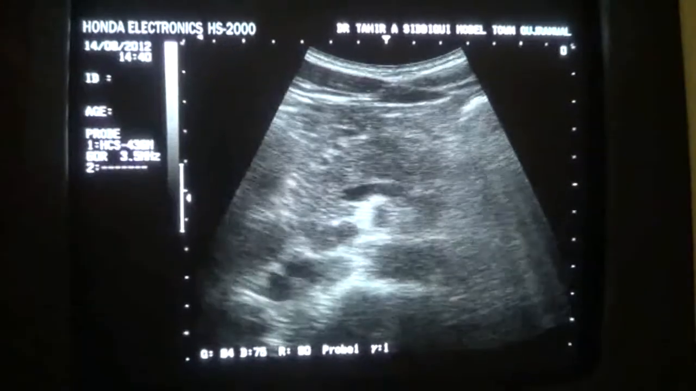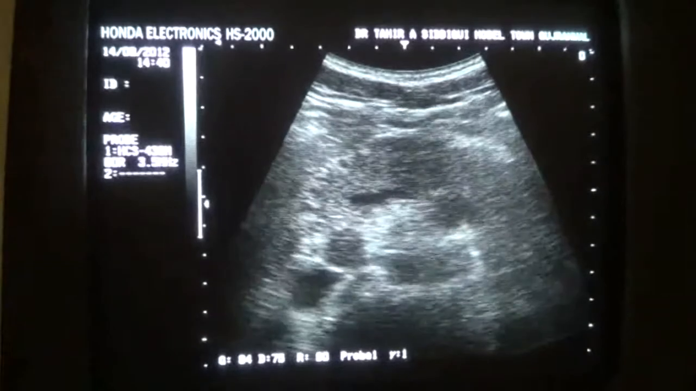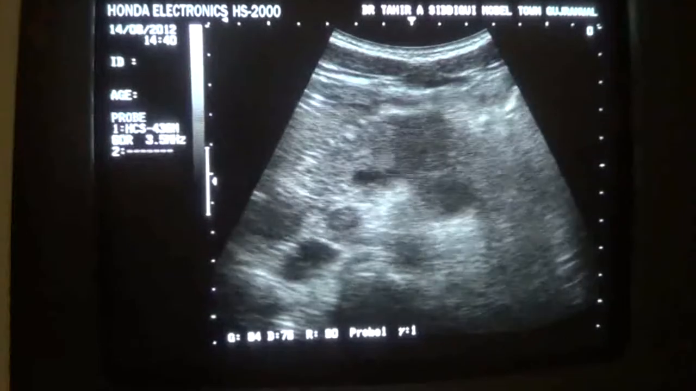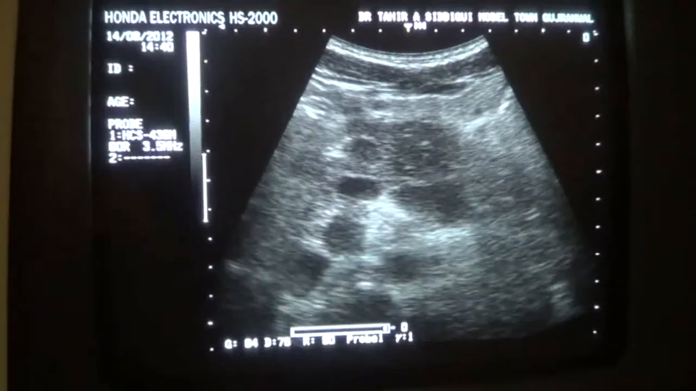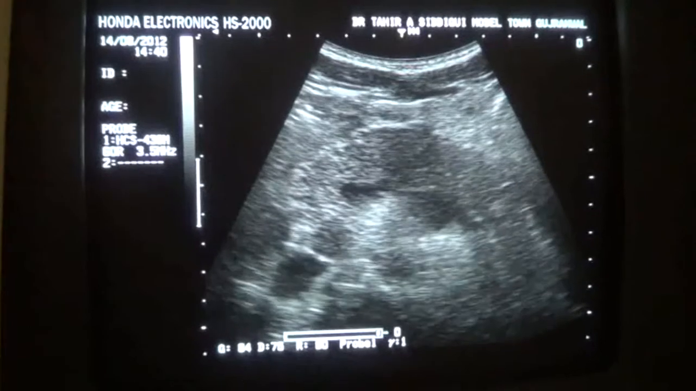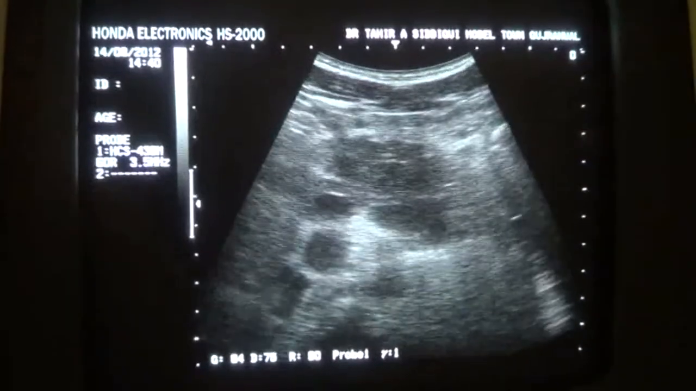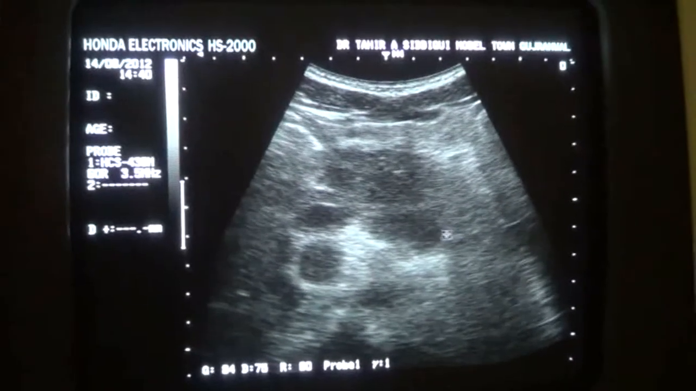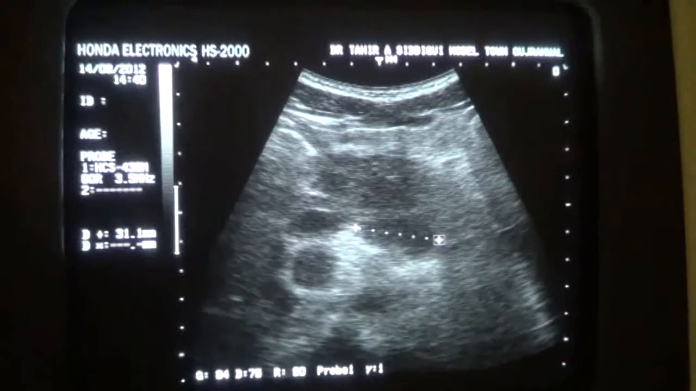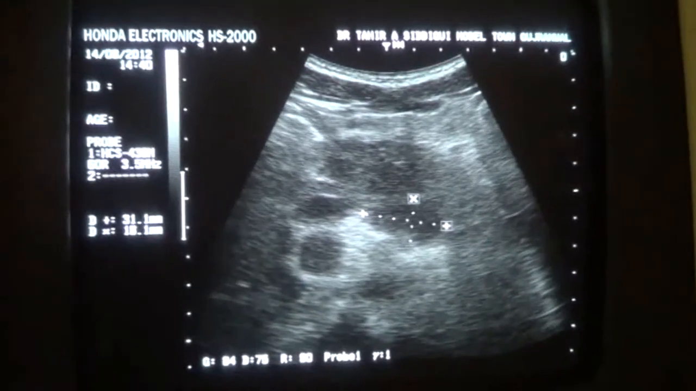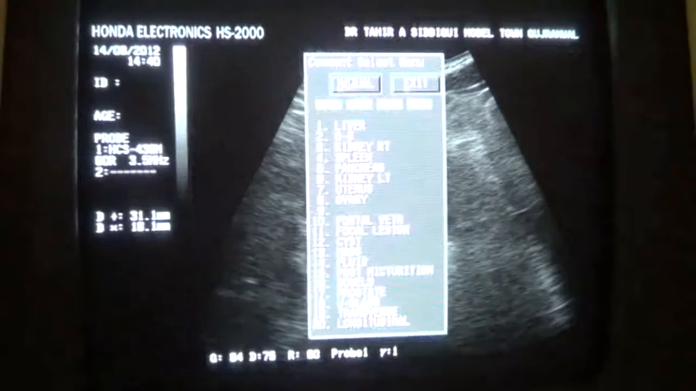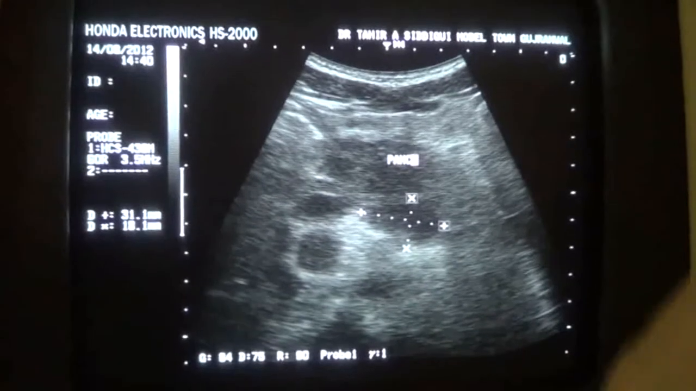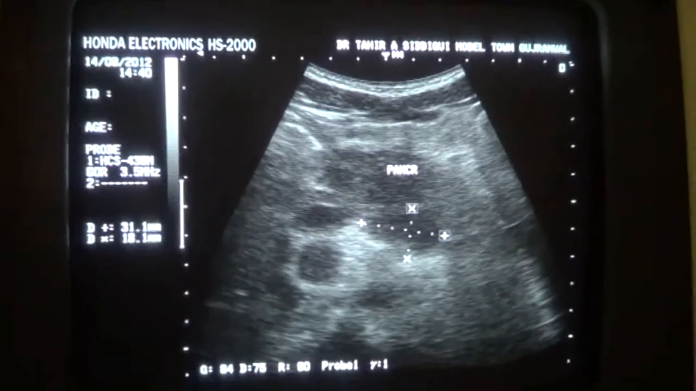Now, with a little maneuvering, I can see another hypoechoic, well demarcated area posterior to the body of the pancreas. This is the lymph node, measuring 3.1 by 1.8. This is the pancreas.